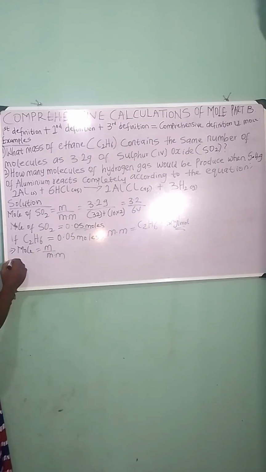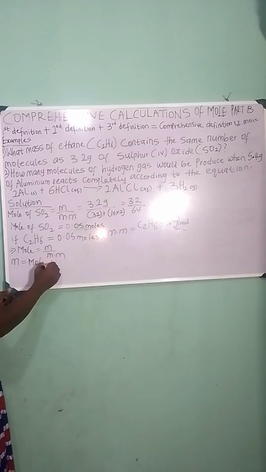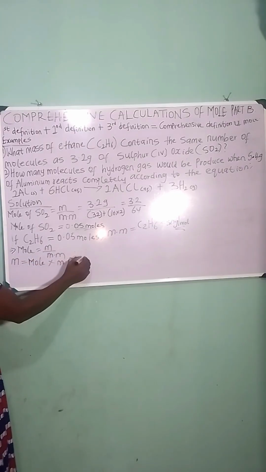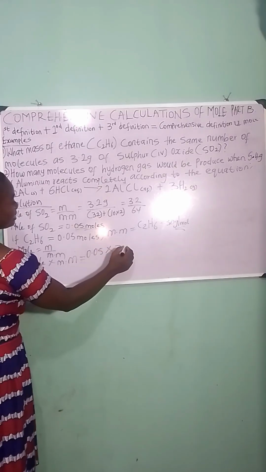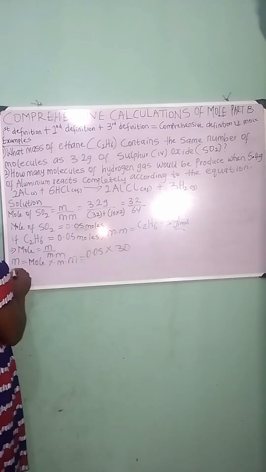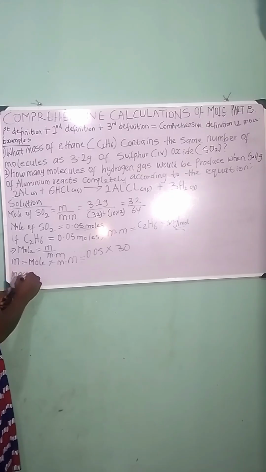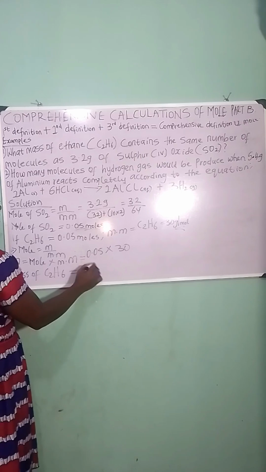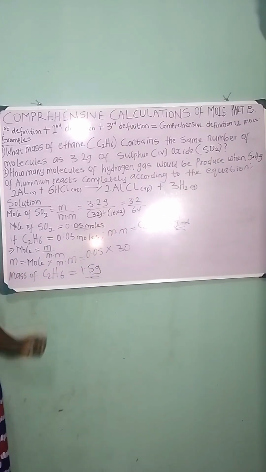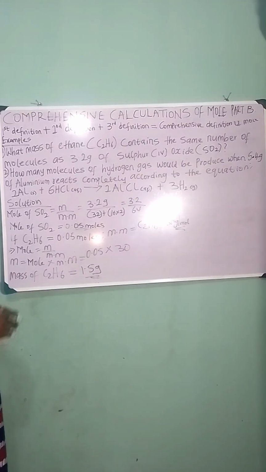We simply say mass is equals mole times molar mass. This is equals 0.05 times 30. By the time you multiply this, you now have mass of ethane is equals 1.5 grams. Beautiful. That is the answer. Navigate your ways and solve this thing from known to the unknown, from simple to complex. Are you with me? Good.